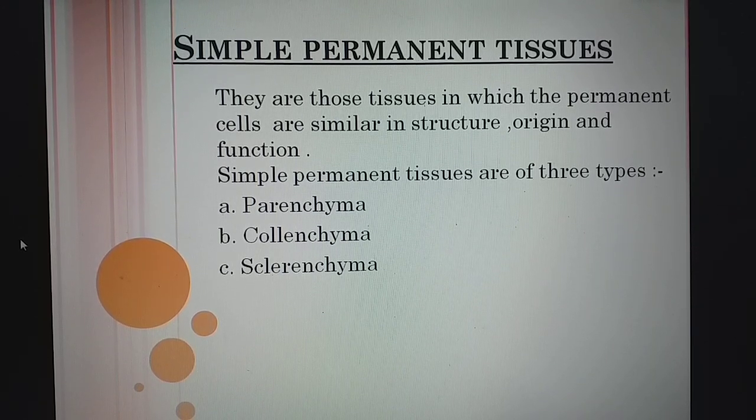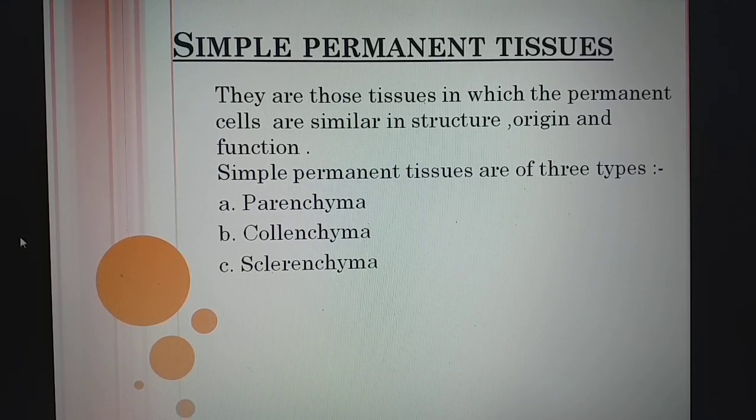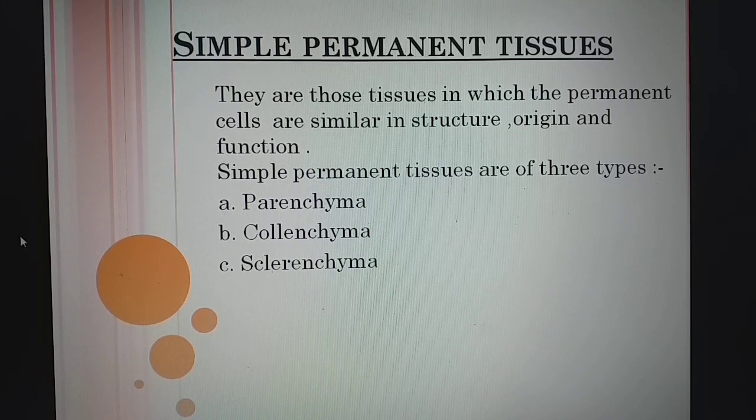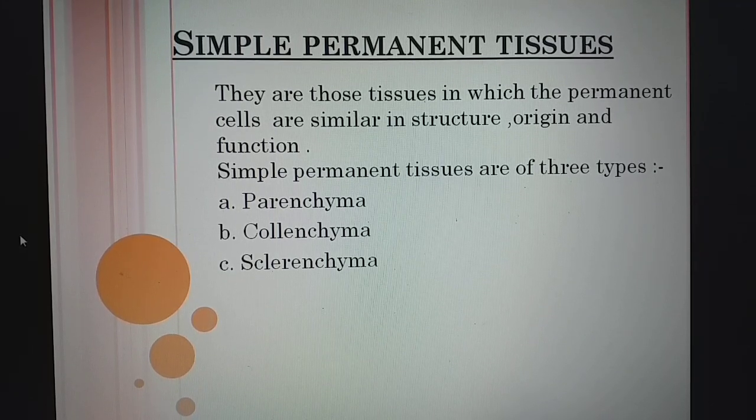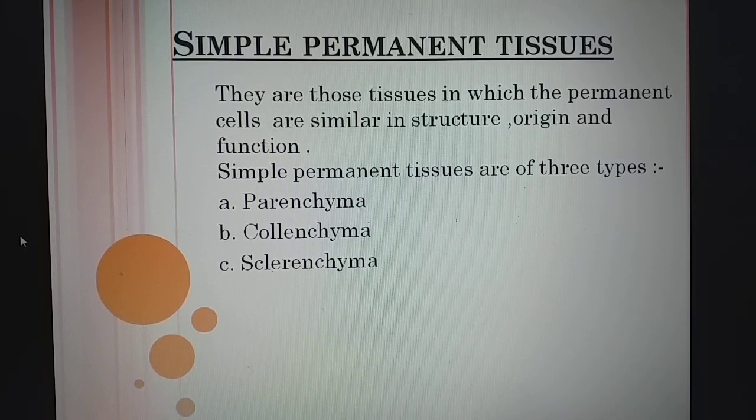Permanent tissue is of two types, that is simple permanent tissue and complex permanent tissue. Simple permanent tissue means it is made up of the same type of cells which are the same in structure and origin, and it is of three types, that is parenchyma, collenchyma and sclerenchyma. So today in the lab we will study the structure of the parenchyma.